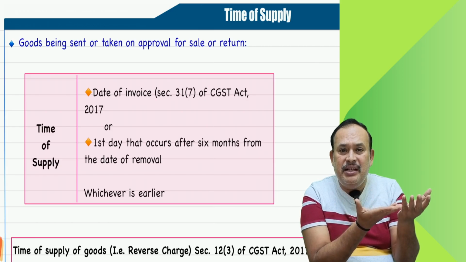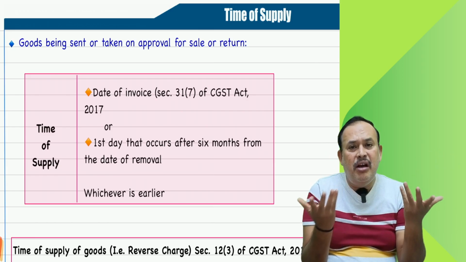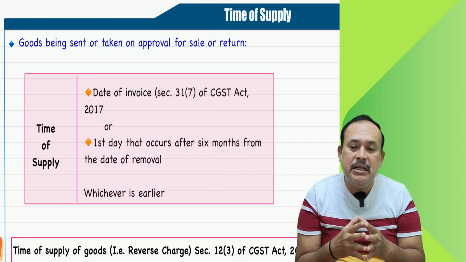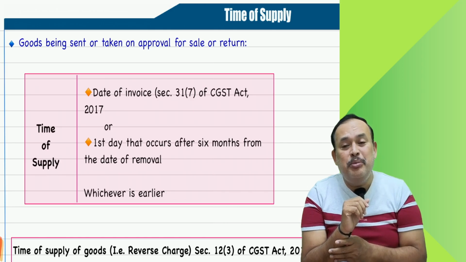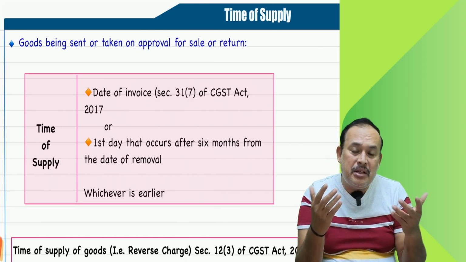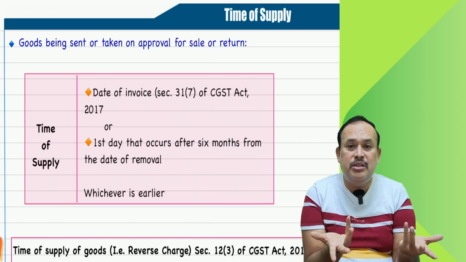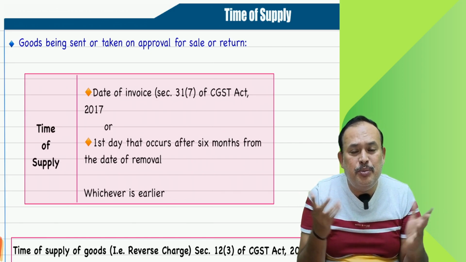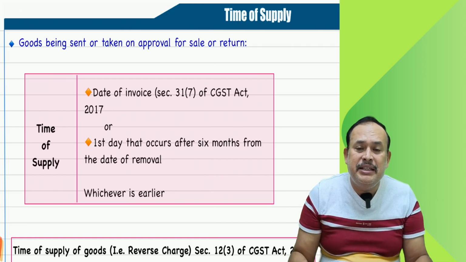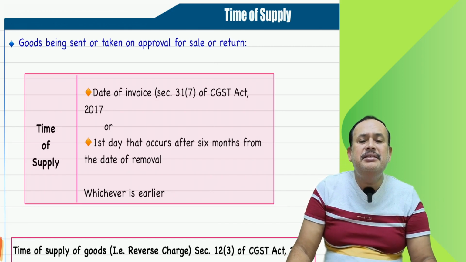If the date of invoice is earlier, that is the time of supply. But if the invoice is not issued, then the 6 months becomes earlier. That means 6 months from the date of dispatch are completed, but the invoice is not issued. In that case, the first day that occurs after expiry of 6 months from the date of dispatch of the goods is the time of supply.